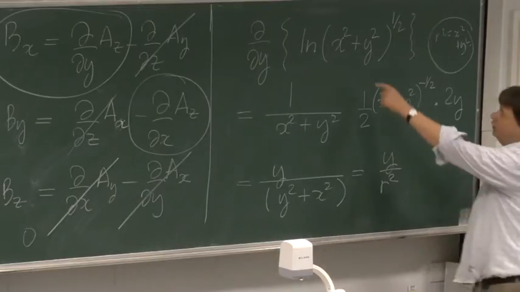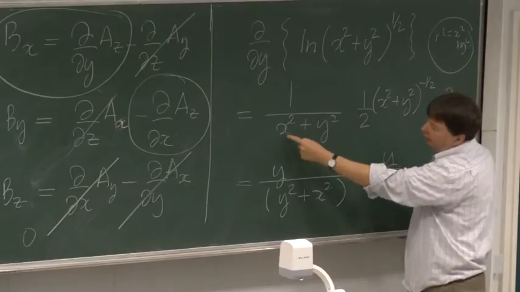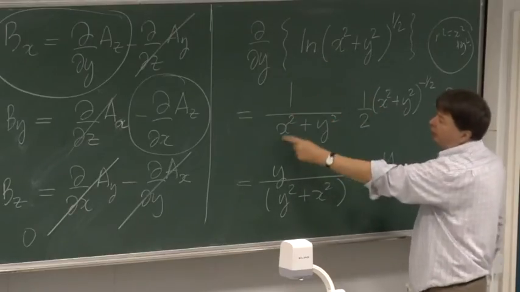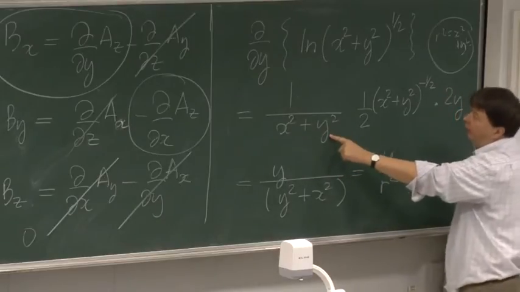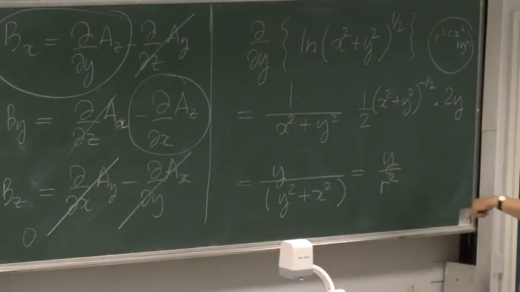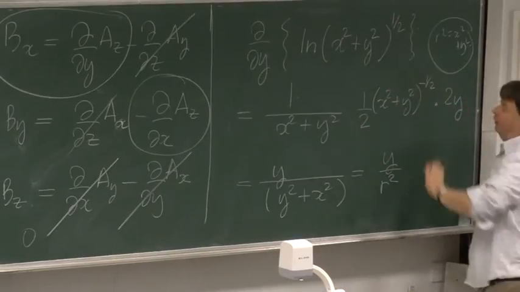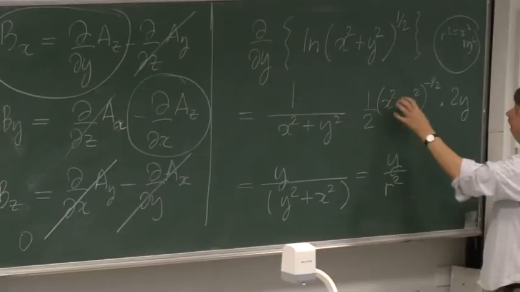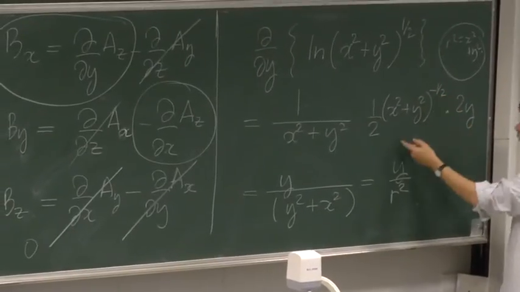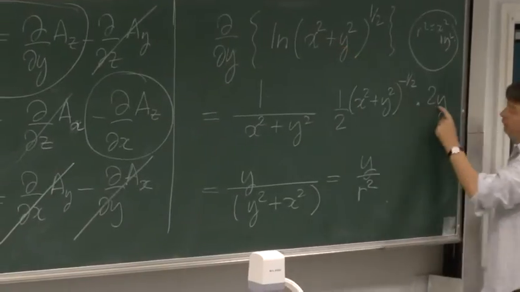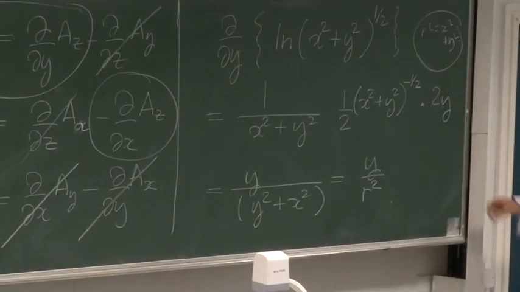So when I differentiate the log, I get 1 over r, of course with respect to the y differentiation, this is just a constant. I get 1 over x squared plus y squared. It's, if you like, a double chain rule. I then have to differentiate x squared plus y squared to the half, bring down the half, decrease the power by 1, but then it's still a function of a function, so I have to multiply by the derivative of what's in the brackets, which is 2y.